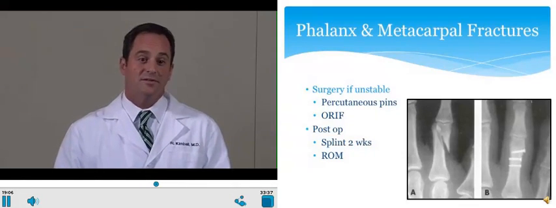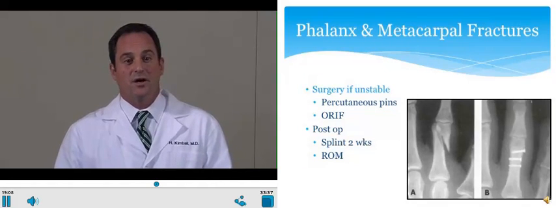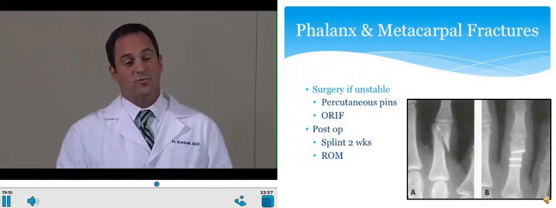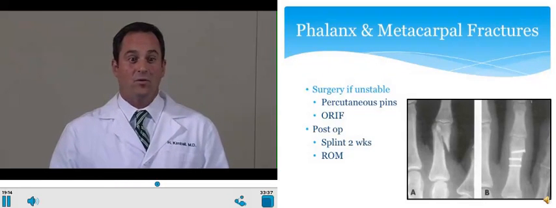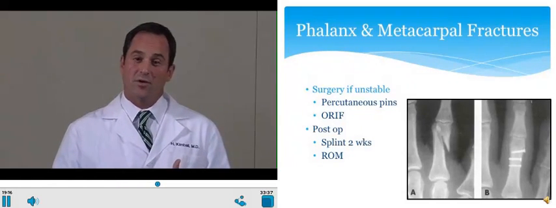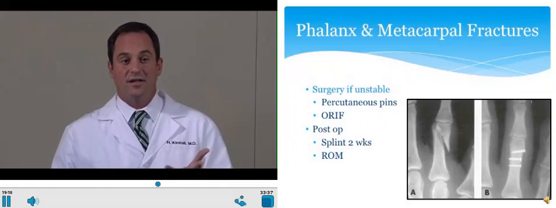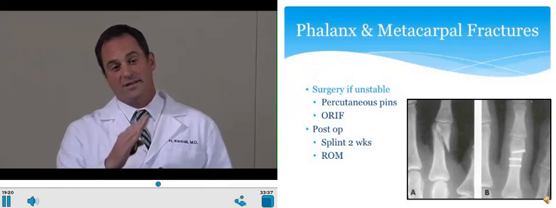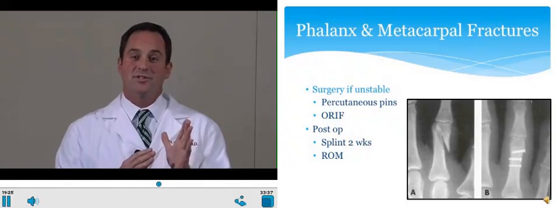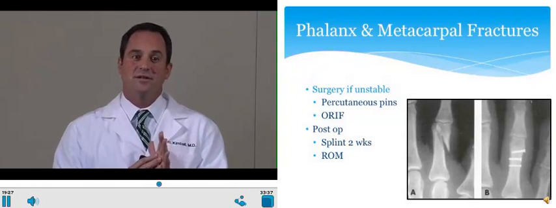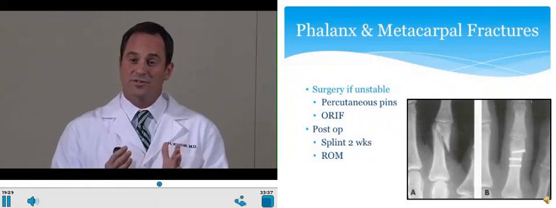So again, looking at certain types of fractures, we consider: is there a rotation, is there significant shortening, is there a malalignment, or is it the type of fracture that's really just going to go out of position, like is seen in image A here? That oblique type of fracture is just going to tend to slide down that plane and go out of position. You can almost guarantee that's not going to be held with a splint.